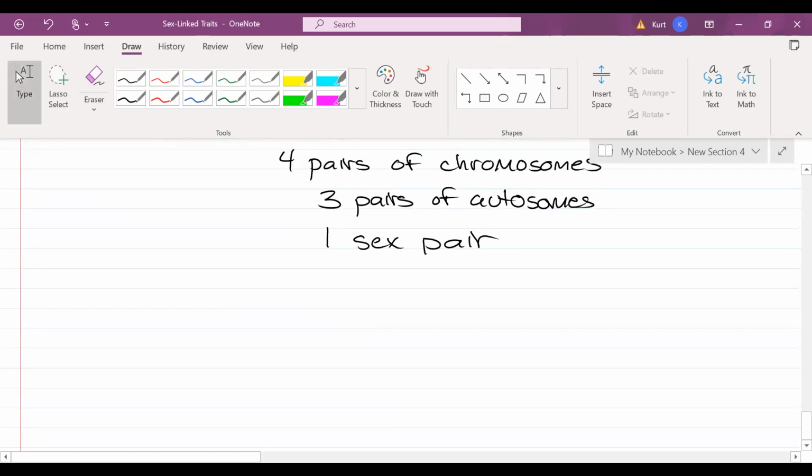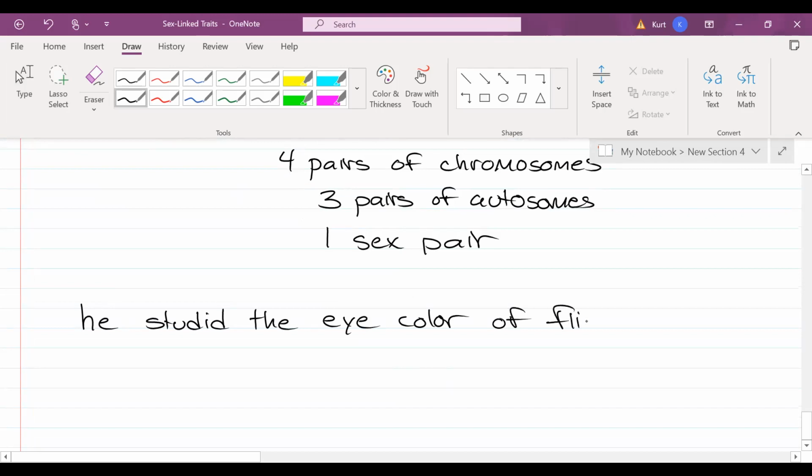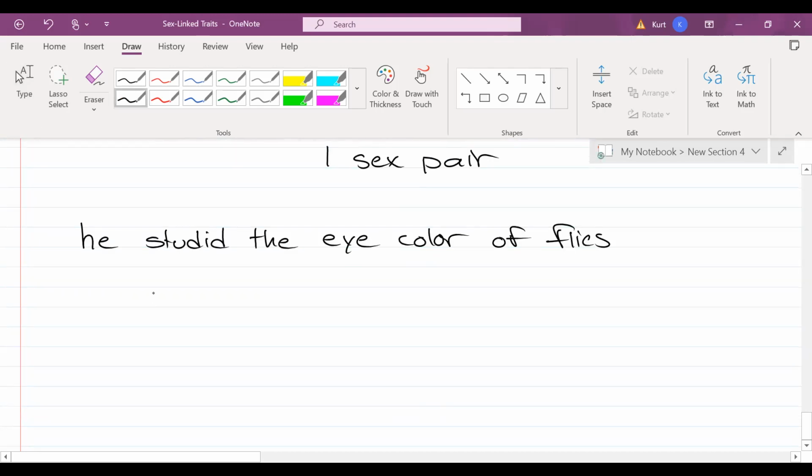Now, in his experiments, here's what he focused on. He studied, Thomas Hunt Morgan, the eye color of the flies. Now, here's why that's a big deal. In flies, you have the wild type color. Wild type means the most common. It typically means the dominant form. The wild type is going to be red. The mutant type is white.